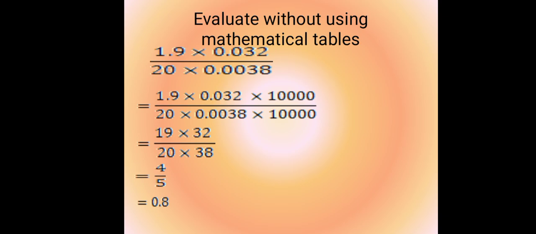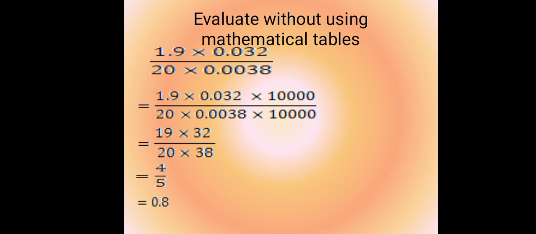Evaluate without using mathematical tables: 1.9 multiplied by 0.032 all over 20 multiplied by 0.0038. Now we can remove the decimal places. You can see that the numerator has how many decimals? It has 4 decimal places. The denominator also has 4 decimal places. We need a number that has 4 zeros to remove those decimal places for the numerator and the denominator.